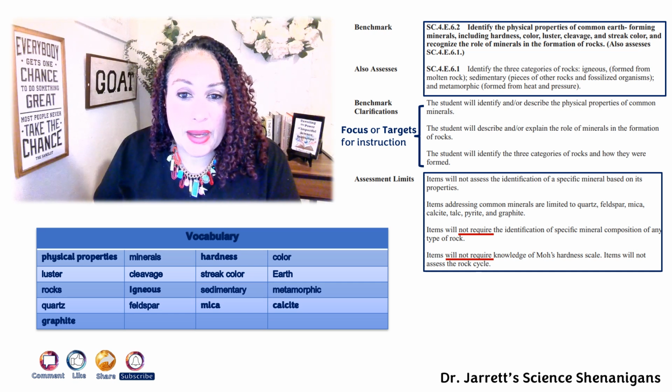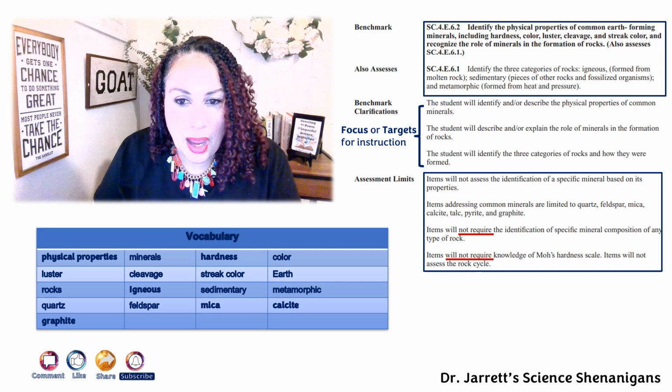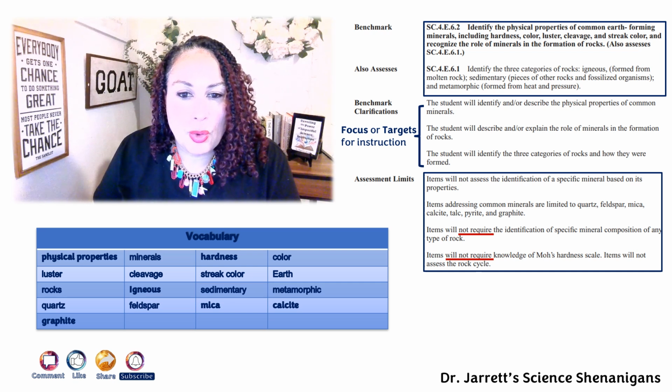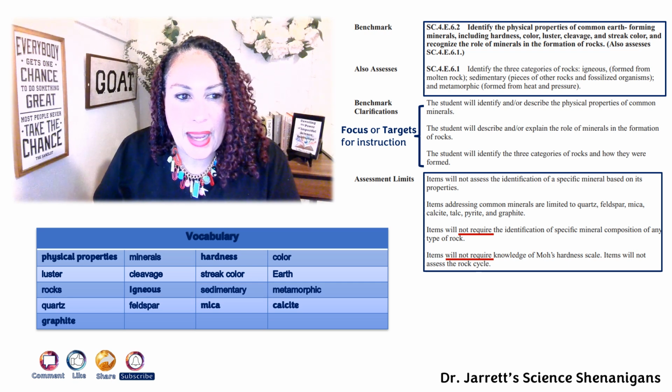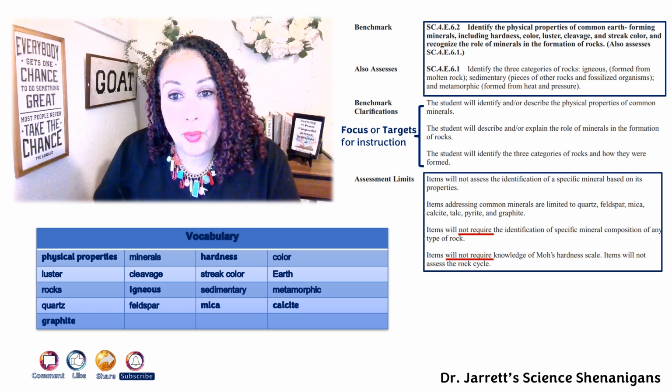4E6.1 is identifying the three categories of rocks: igneous, sedimentary, and metamorphic. The students are going to have to identify and describe, and also explain the roles of minerals and how they help to form the rock.